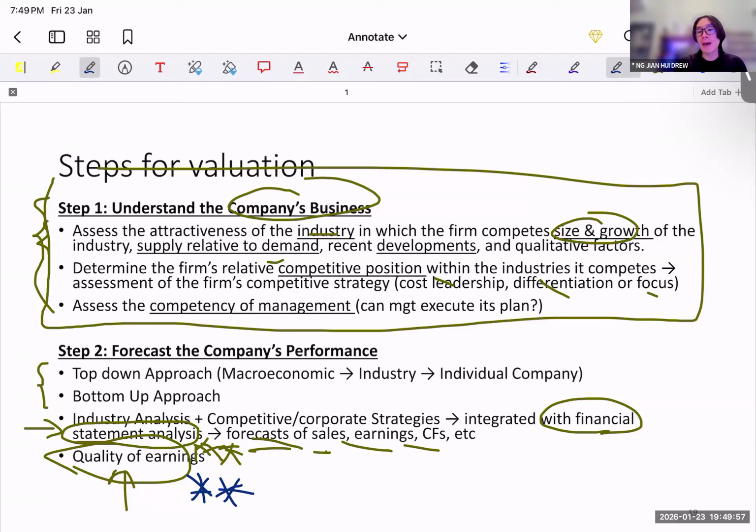Yeah, I like that comment. So it's not purely derived from the core operation of its business. It might be a one-off income. Yeah, totally right.